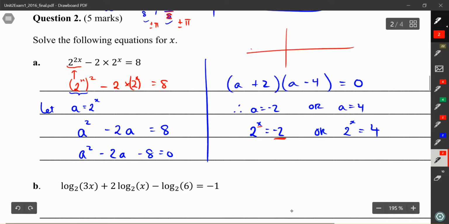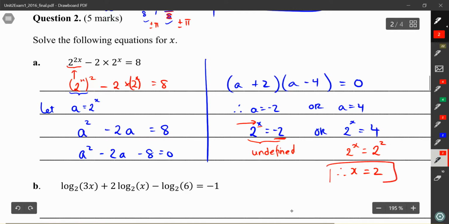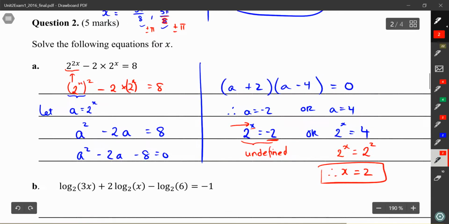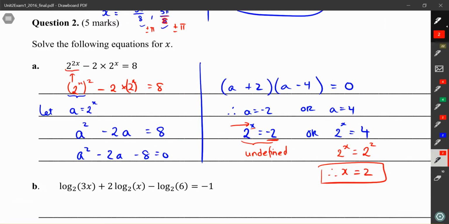That's why if you draw the exponential graph, it's pretty obvious. You never get a negative y value. You get a very small one, that's why we get an asymptote. So technically, this answer here is undefined. It's impossible to have any x values. 2 to the power of anything will never give you a negative 2, so that's undefined. Whereas on this side, 2 to the power of x is equal to 4, which is the same thing as writing 2 squared, and we can say that x then has to equal 2. And that's solving for x, so x equals 2.